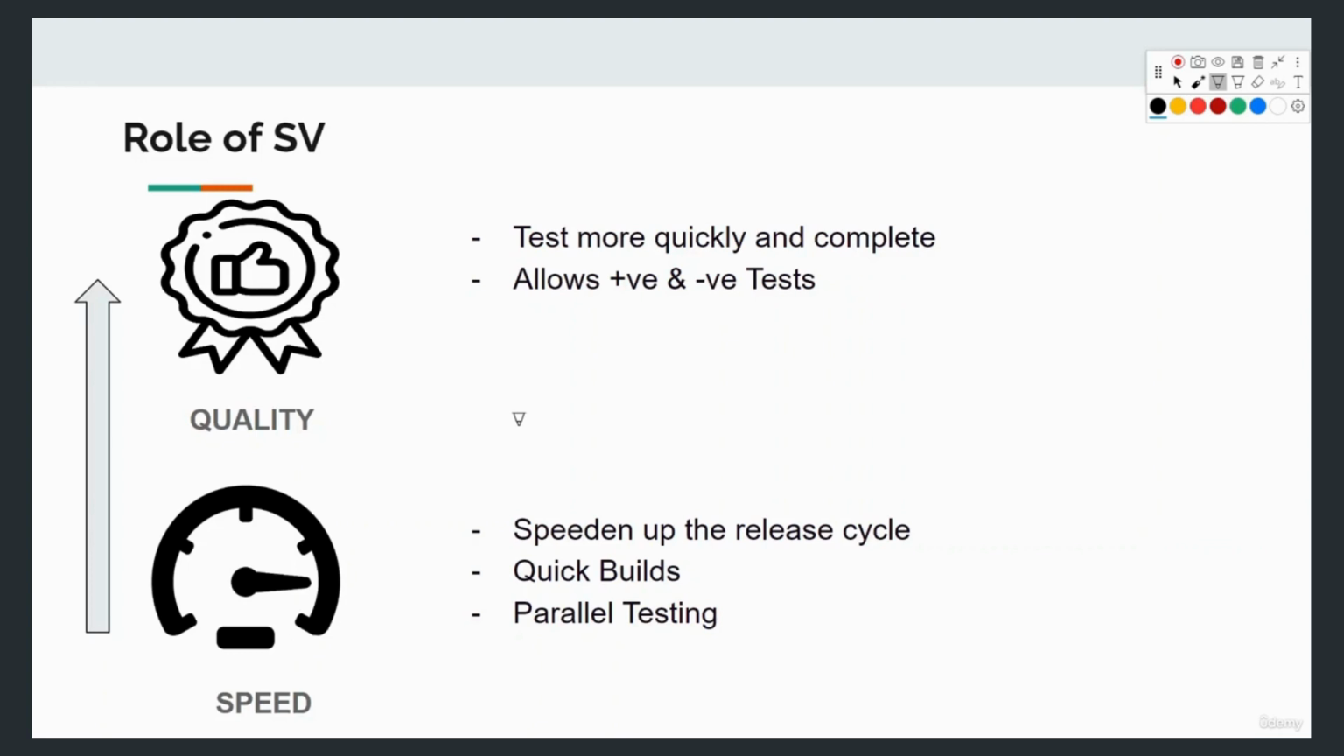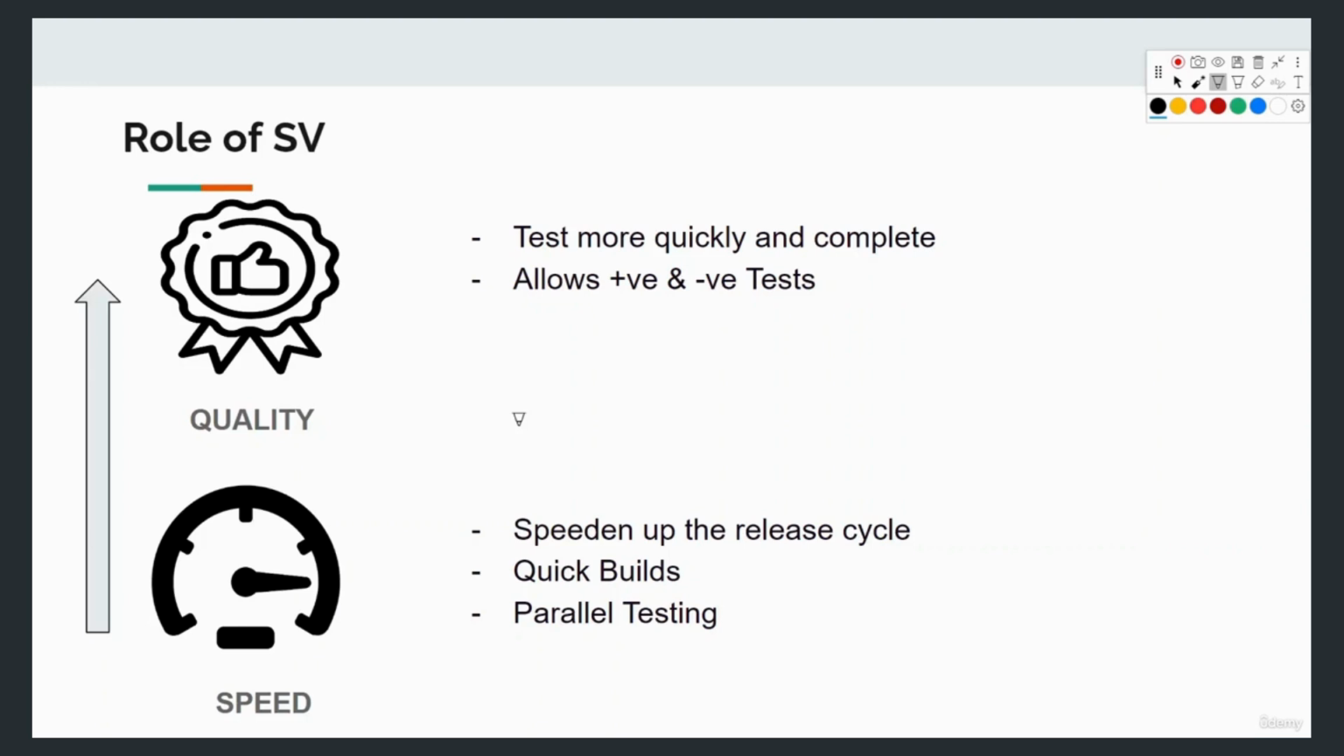And as we discussed, it allows positive as well as negative testing. So negative testing is quite important. How the system will behave in case of negative scenarios, right? For those, we need to record all the behavior of the particular application.